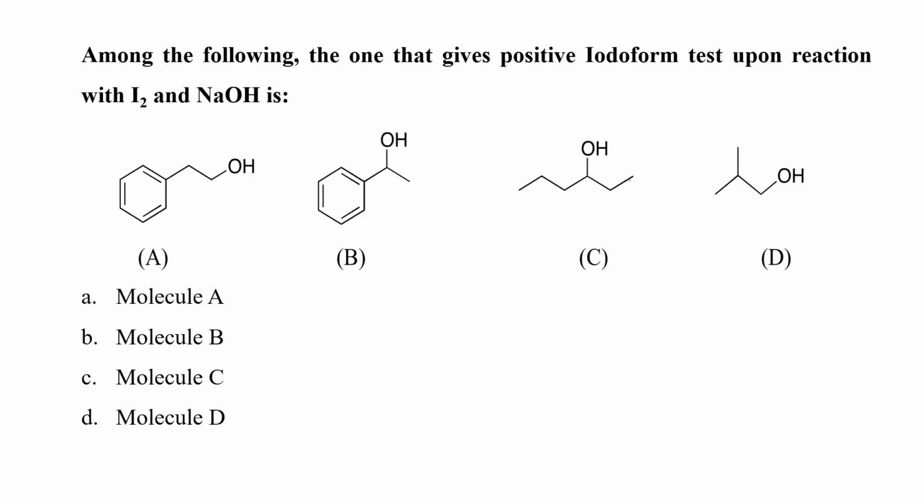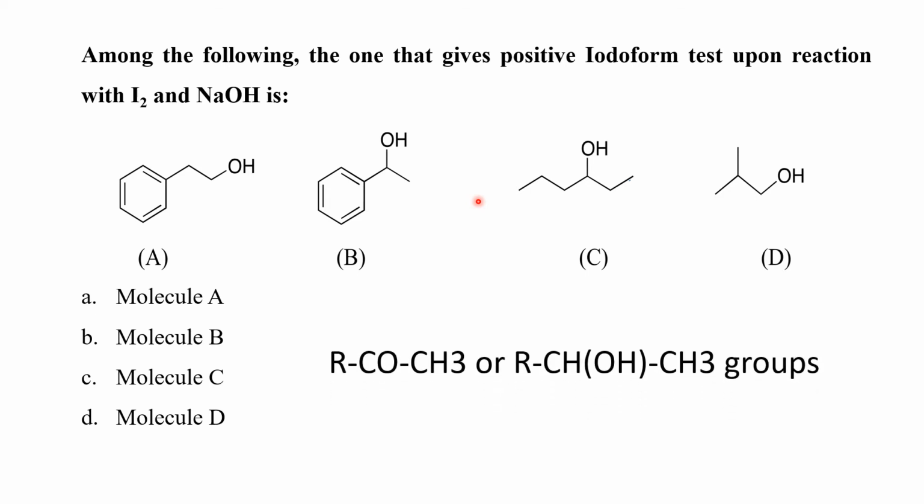Among the following, the one that gives a positive iodoform test upon reaction with I2 and NaOH is molecule A, molecule B, molecule C, or molecule D. The iodoform test is used to detect a RCOCH3 or a RCHOHCH3 group. A positive test will give a yellow precipitate.